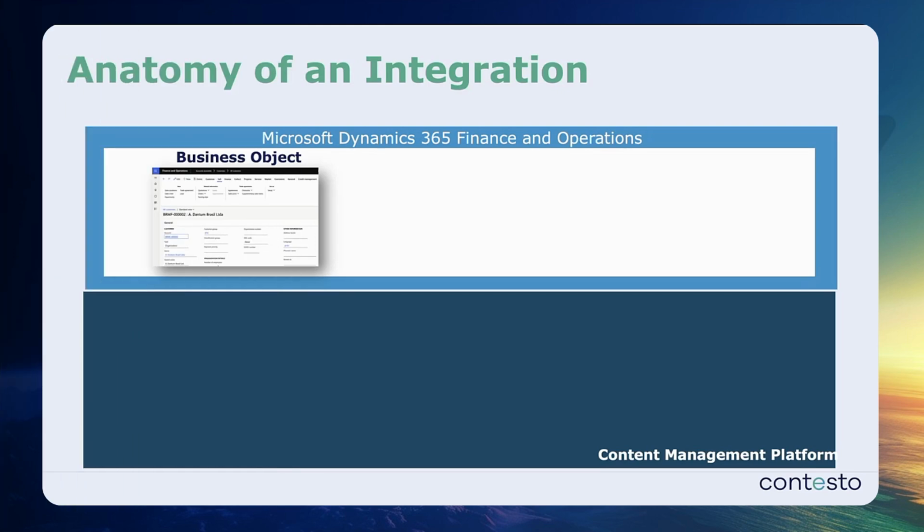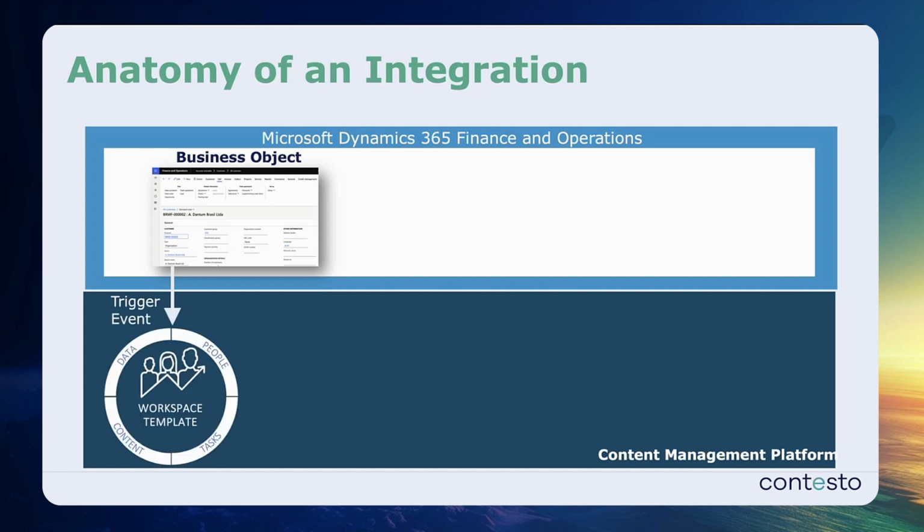And this is a good slide which illustrates how the integration works in general. So if you have Dynamics Finance and Operations on the top, and you have these different business objects, let's say in this case it's a customer object, could be a work order, could be a vendor, could be an asset, could be a functional location. So once this object is created, our integration will be triggered.